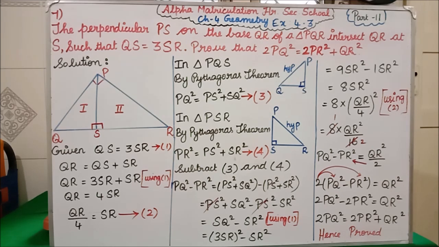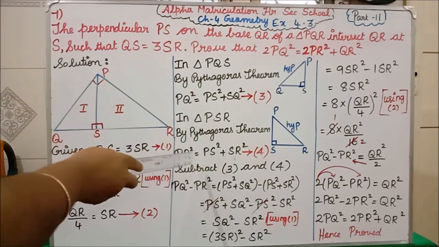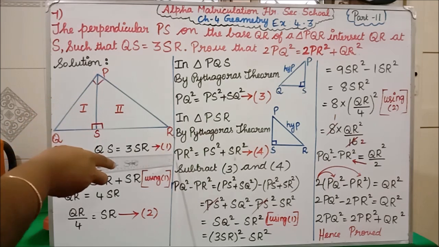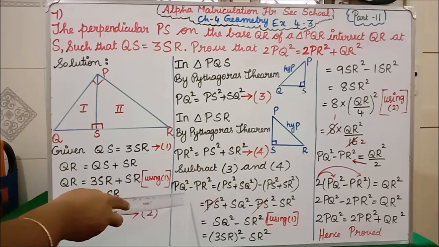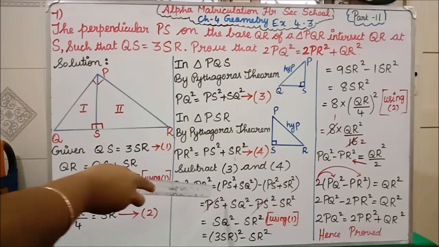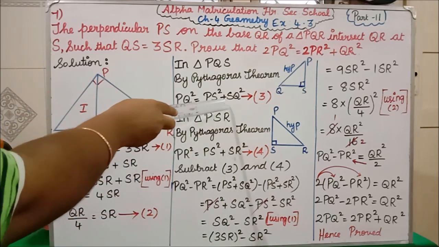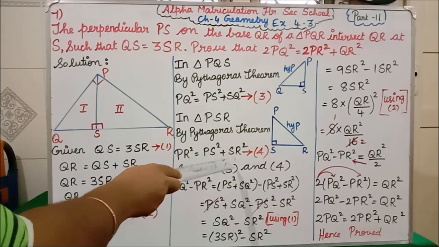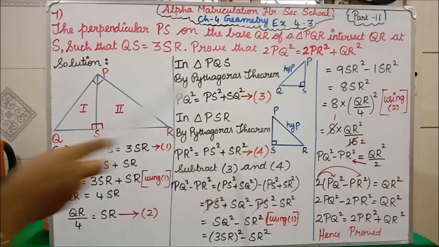Students, now we are going to subtract equations 3 and 4. First we subtract both LHS, LHS meaning the left hand side. This left hand side is PQ square, this left hand side is PR square. So PQ square minus PR square I have subtracted first. Then equal to PS square plus SQ square minus the right hand side, PS square plus SR square.